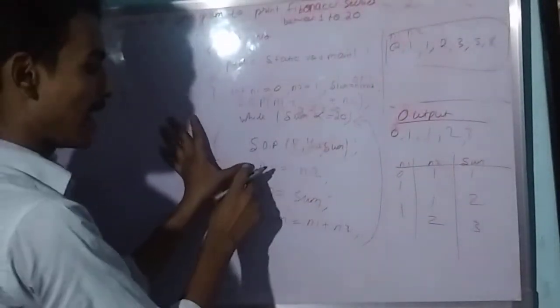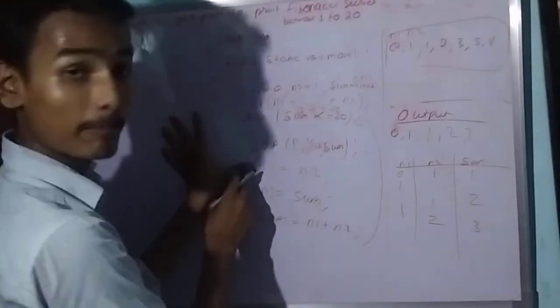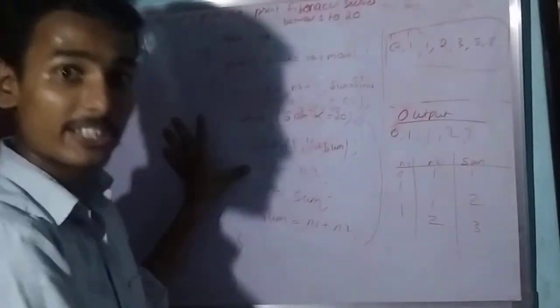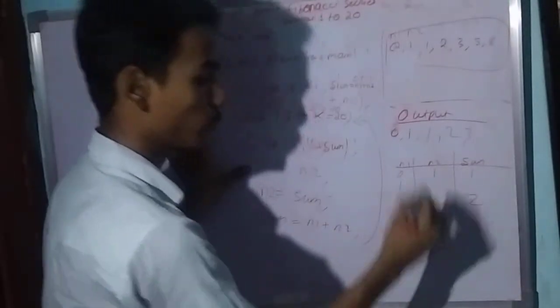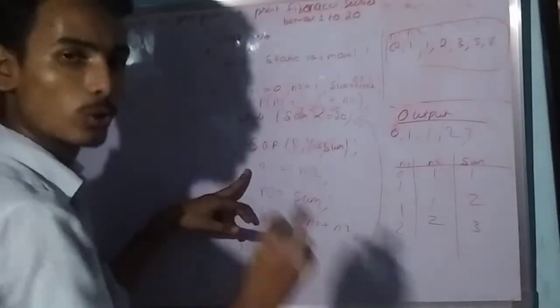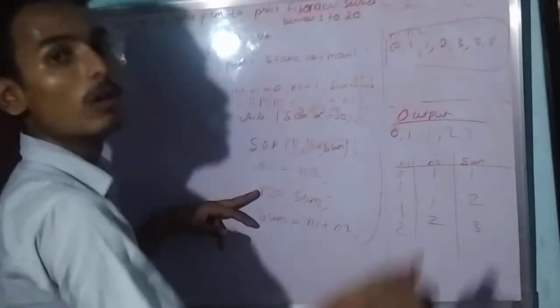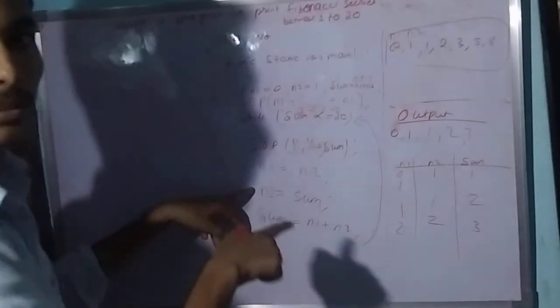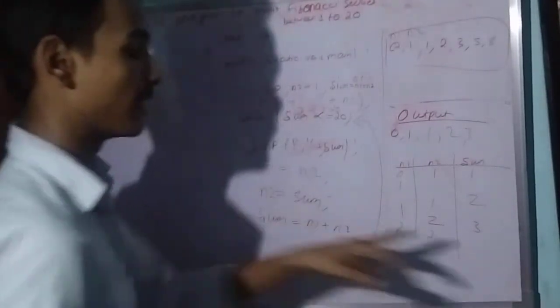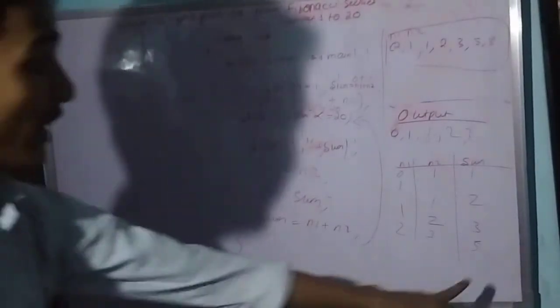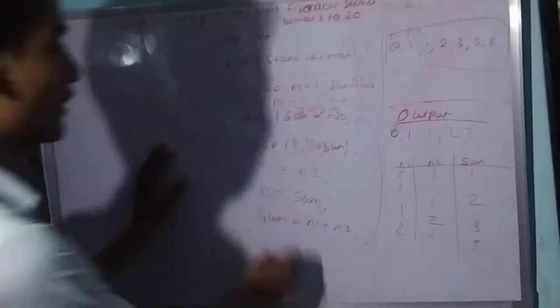Then again, n1 will get the value of n2. n2 value is 2, it will get stored in n1. Then its value will be 2. n1 becomes 2. n1 value becomes 2 and n2 value becomes 3, because sum value is 3, so the sum value will get stored into n2. The n2 value will become 3 and sum value 3 plus 2, 5. Now sum value is how much? 5.